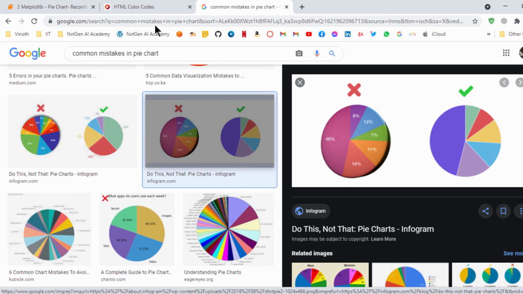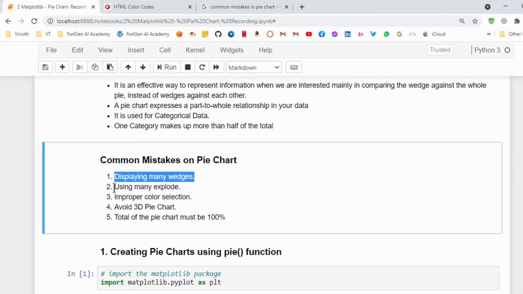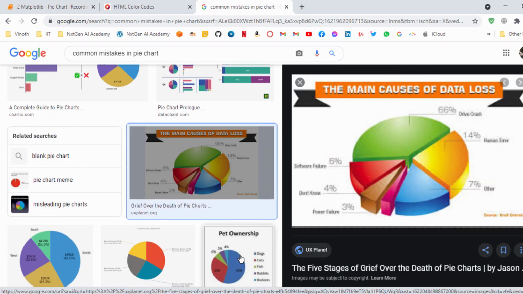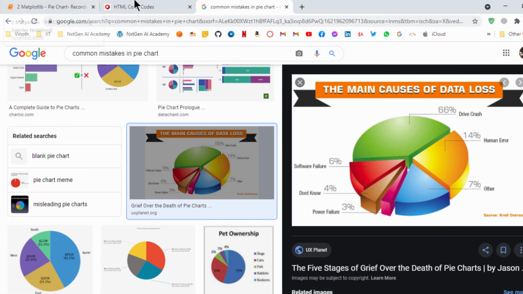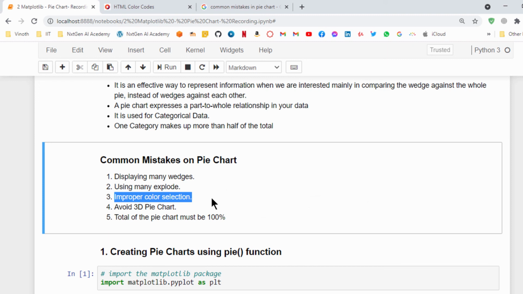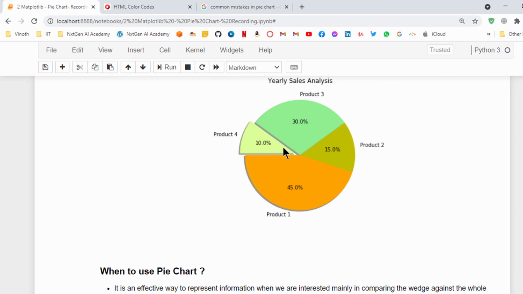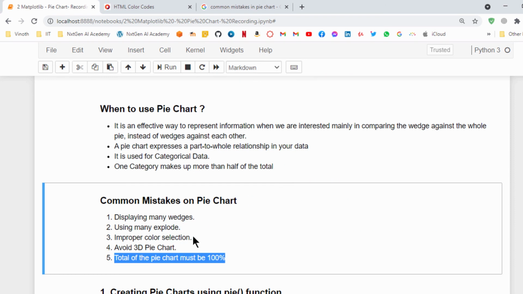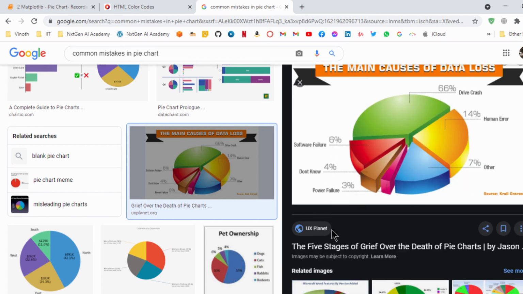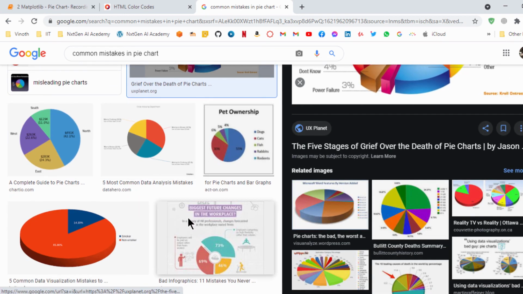Always go with the 2D. Avoid 3D. Displaying many wedges, using many explodes. See this one. We should not showcase like this, but in this image they have shown like that, but this is not the right way to show. Only we can split a few, not all the wedges. Then improper color selection, of course you have to choose properly. Then make sure the total pie chart must be 100%. When you add all the values, it should be equal to 100. So these are all the most common mistakes done while creating the pie chart.